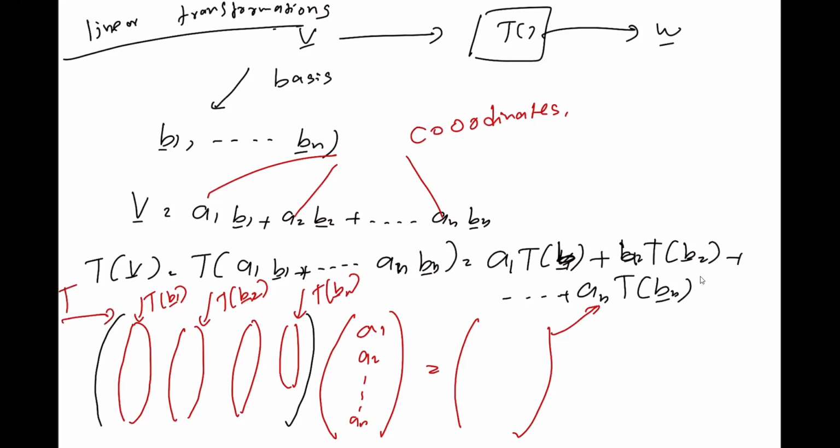Got it? The transformation matrix is nothing but this: take the basis vector set and place the columns as the transformations of your basis vectors.